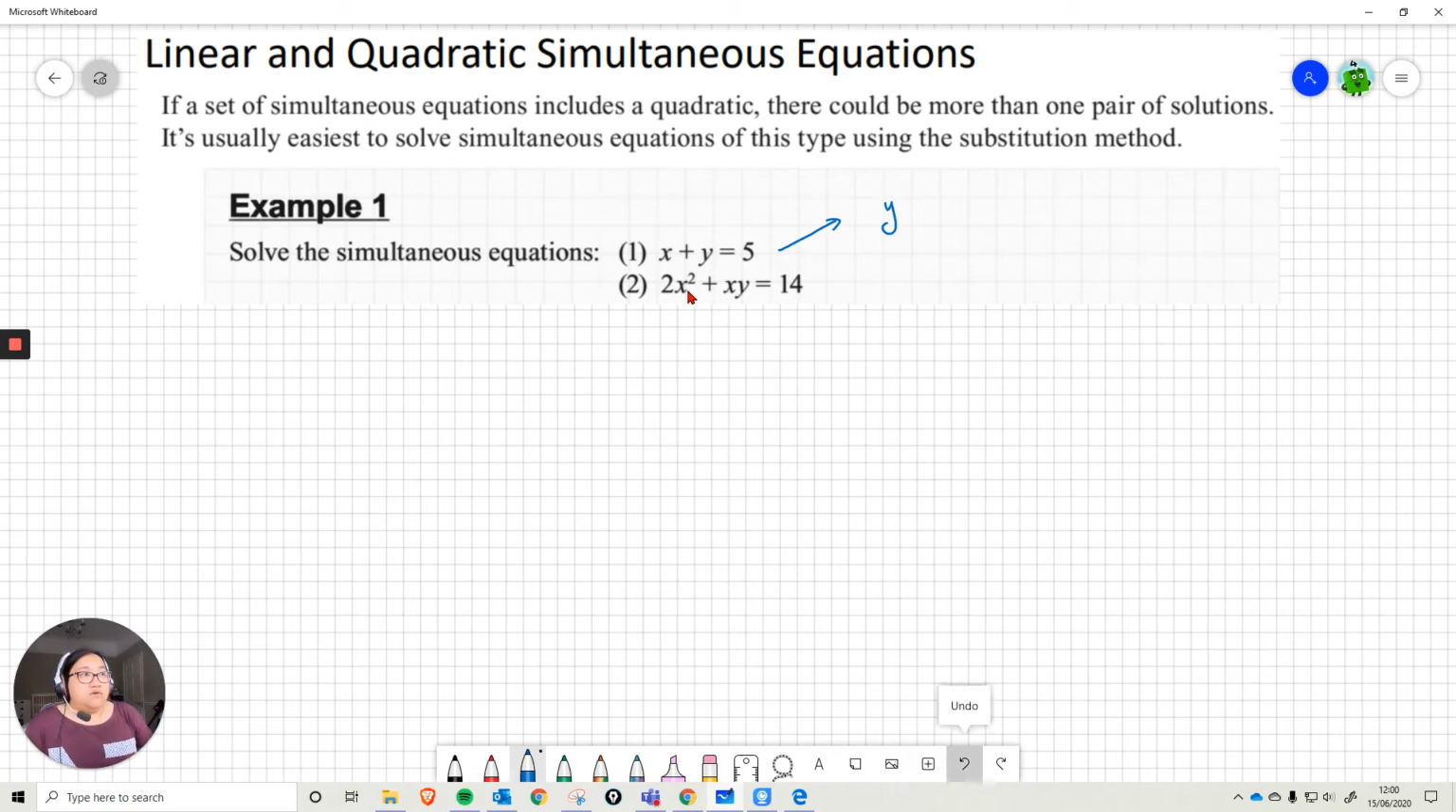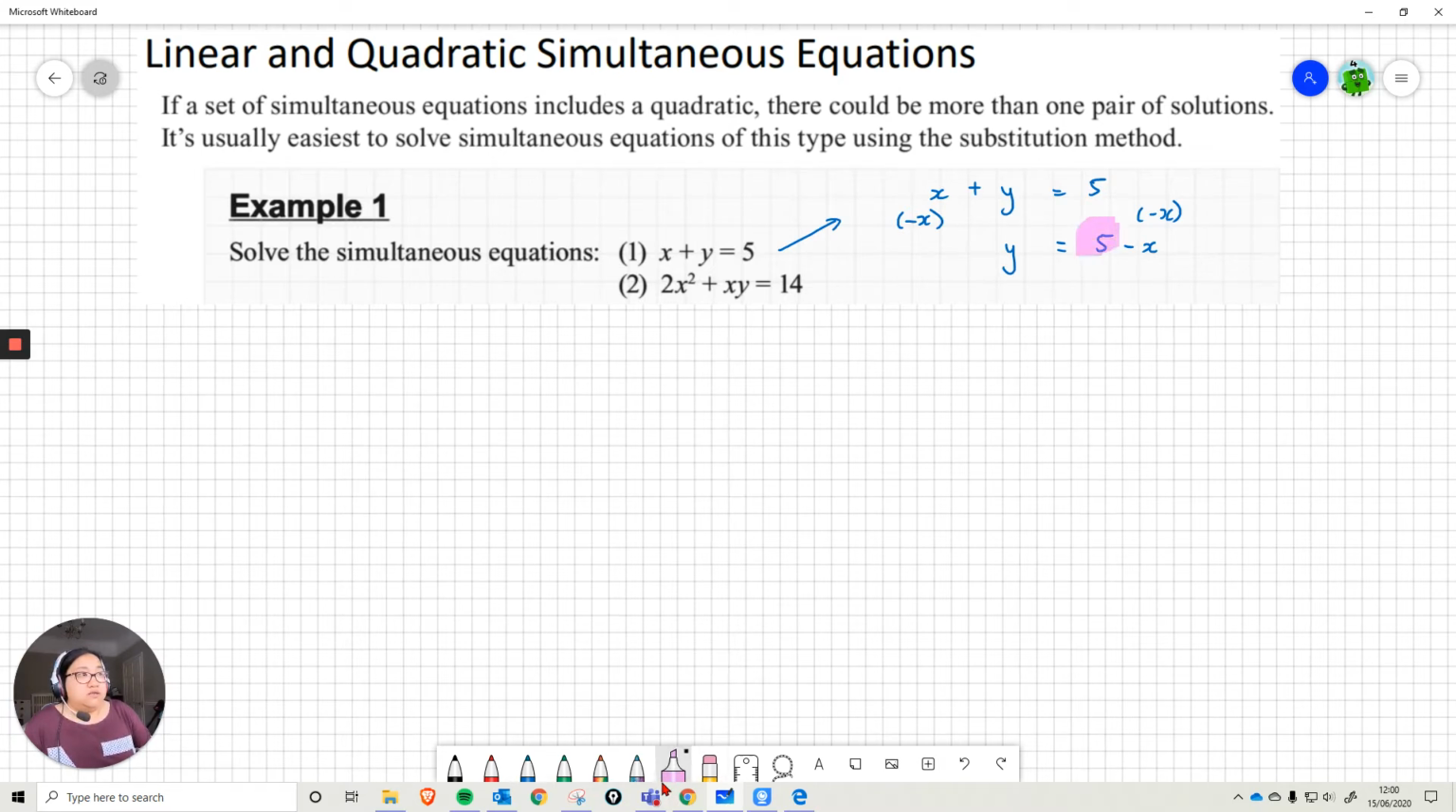If we have a look at the equation, it's x plus y equals 5. Because I want to make y the subject, I'm going to subtract x from both sides, and I'll end up with y equals 5 minus x. I'm choosing to make y the subject because in the second equation there's just one single y here, and it makes sense to replace just that y with what I know y is equal to.